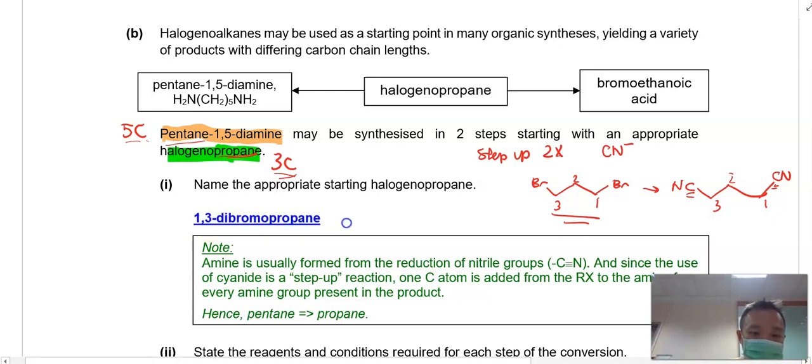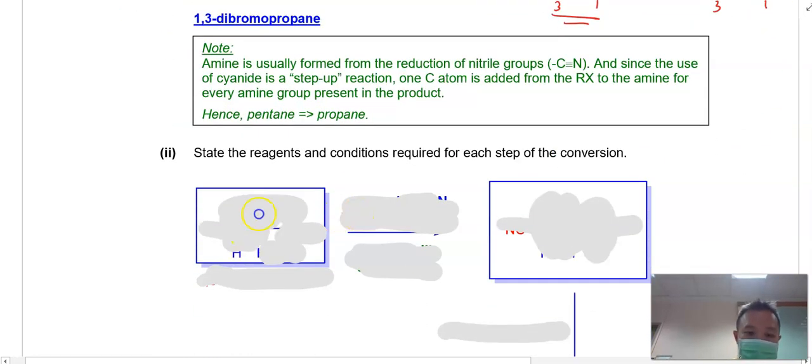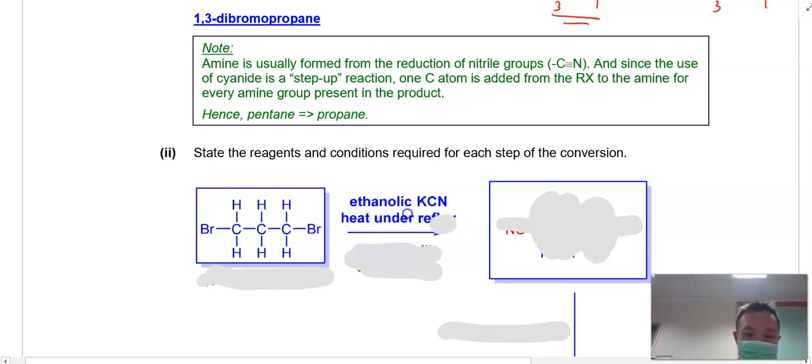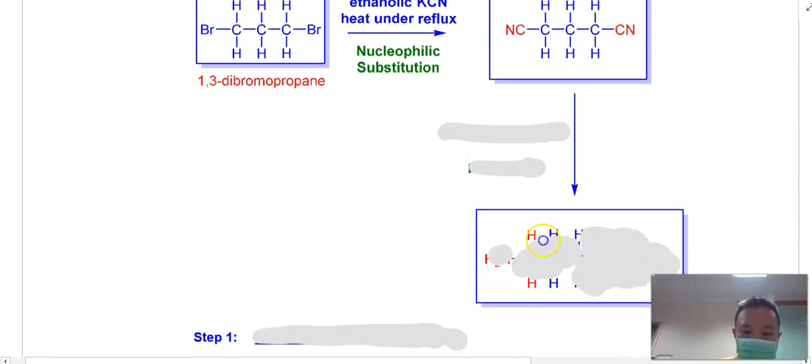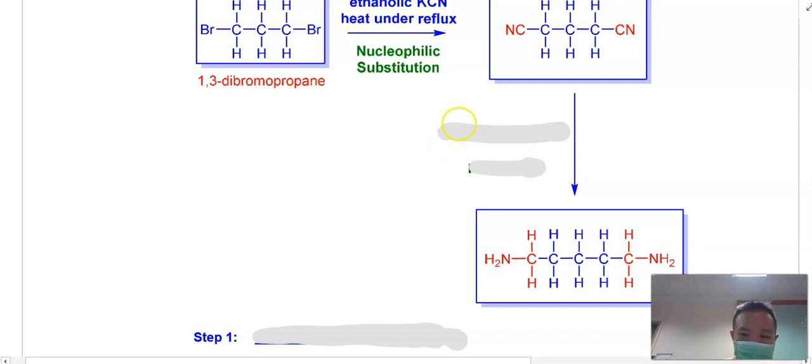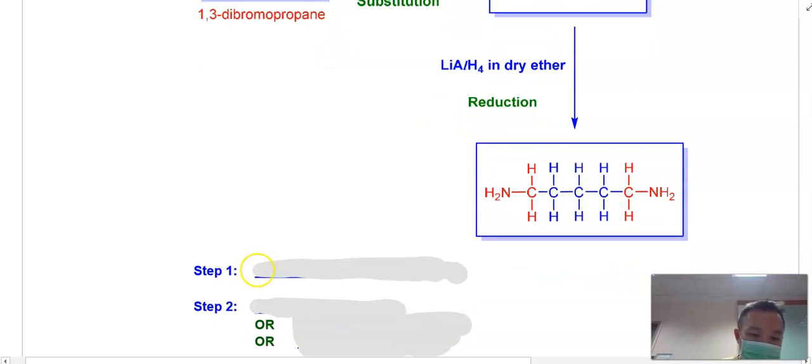It will be at the 1,3 position, 1,3-dibromopropane. Okay? So you can see the reagents and conditions required. 1,3-dibromopropane, I use ethanolic KCN, I'll get my CN attached to both ends. Alright, this is a nucleophilic substitution reaction. And all I need to do to get the product, which is your pentane-1,5-diamine, is reduce my CN to my amine, which is lithium aluminum hydride in dry ether reduction. Or you can use hydrogen gas, whichever the case is.